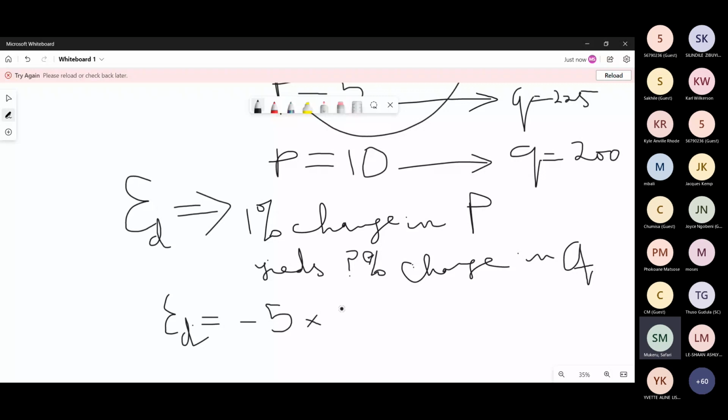Now, question B. Now they give us the value of P. What if P equals 20? Assume the company fixes the price at 20. They will sell one calculator at 20 rand per unit. Now they ask you what is the value of epsilon D, the value of this elasticity?